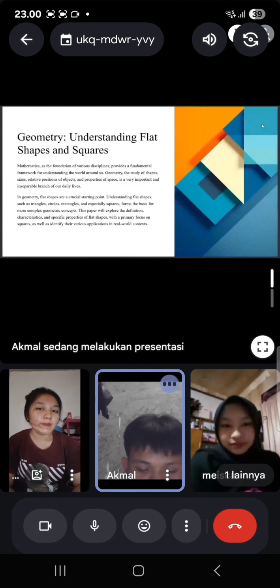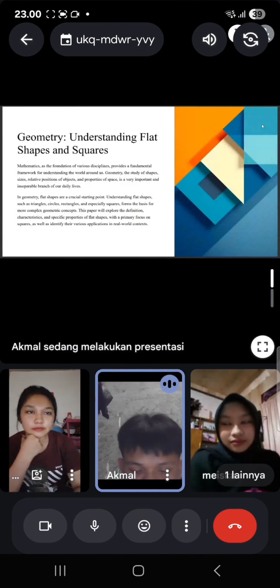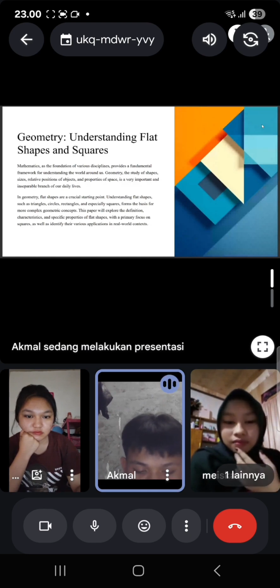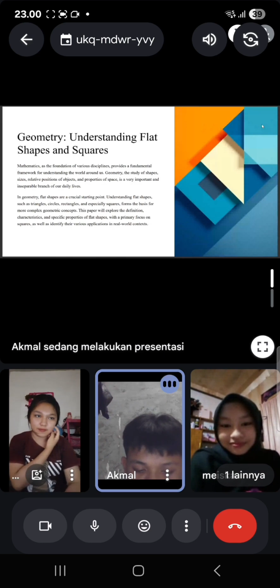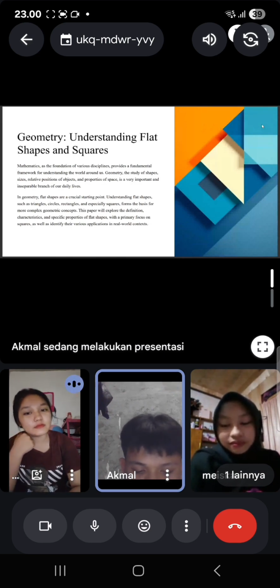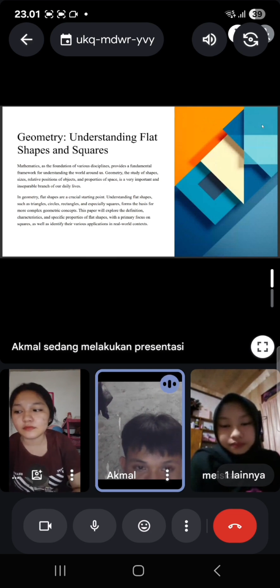Okay, we from group 2 will present our topic: flat shapes and squares. Before that, let me introduce myself. I'm Akmal, the moderator, and my speakers are Miska Regita Cahyani Arman and Mutiara Giovanni Putri. To save time, let's go straight to the discussion.